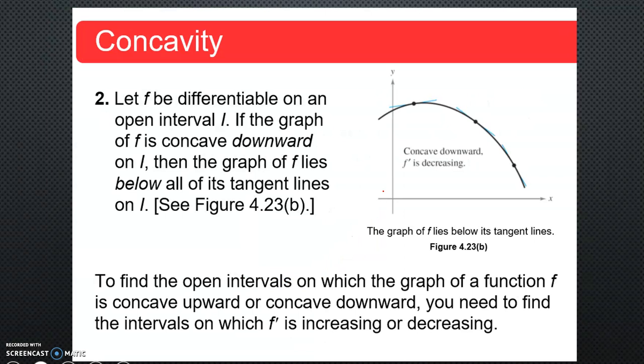Let's look at this graph. Now we can see it's concave down because it looks like a sad face. And notice all the tangent lines are above. So the graph is below the tangent lines. When the graph is below, it means it's concave downward. To find the intervals on when the graph is concave up and down, we want to know when the intervals of the first derivative is increasing or decreasing.